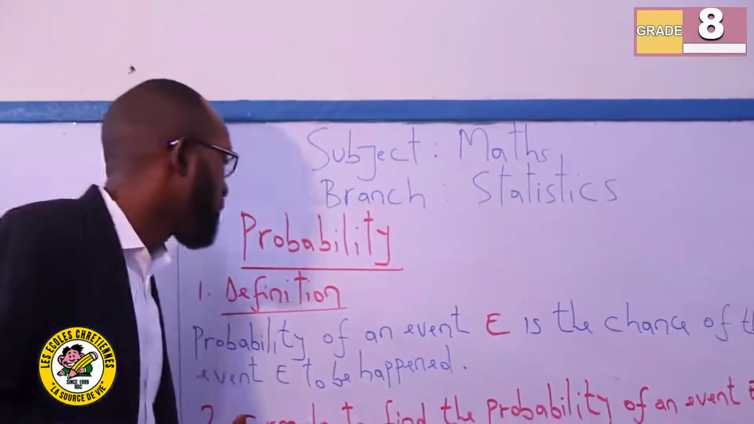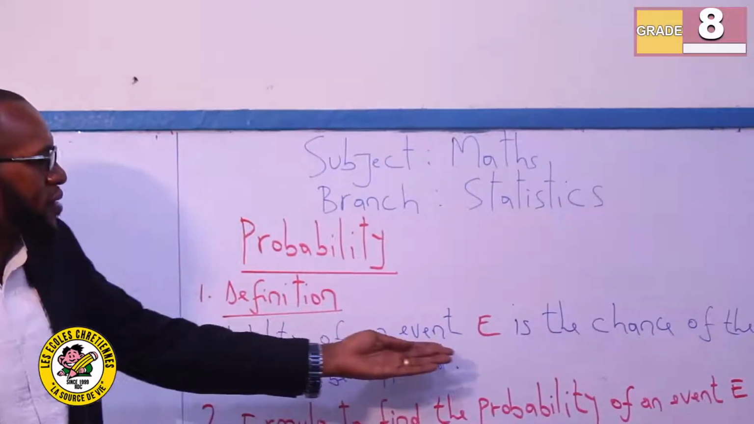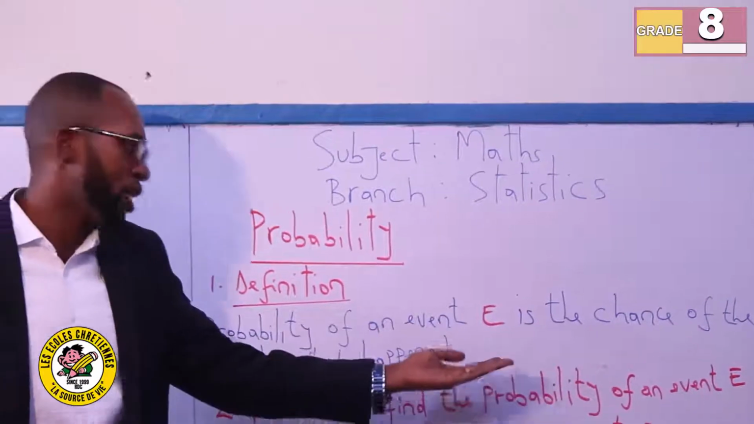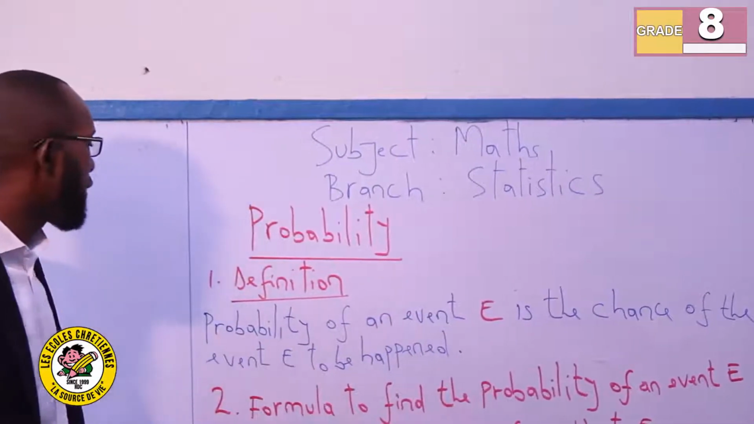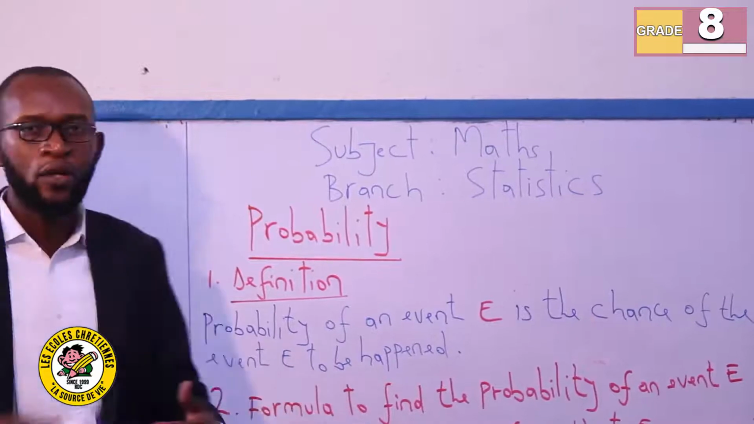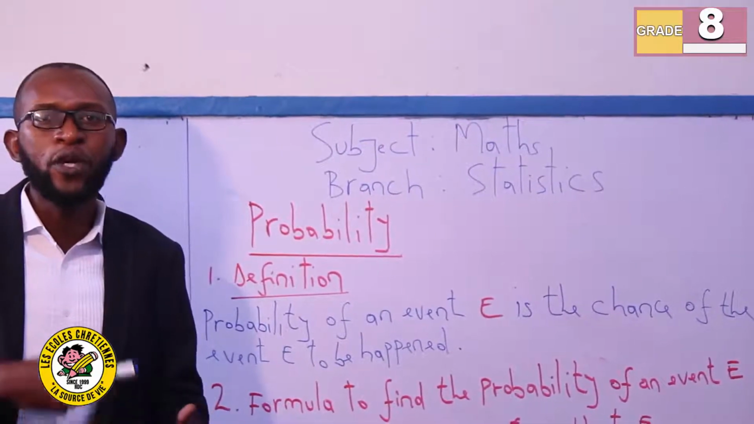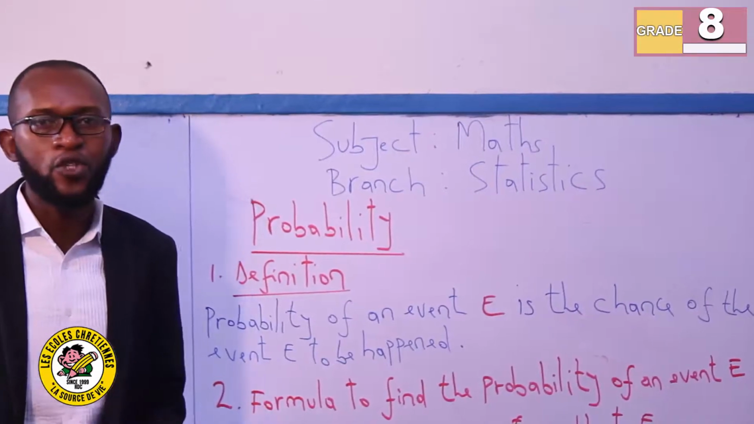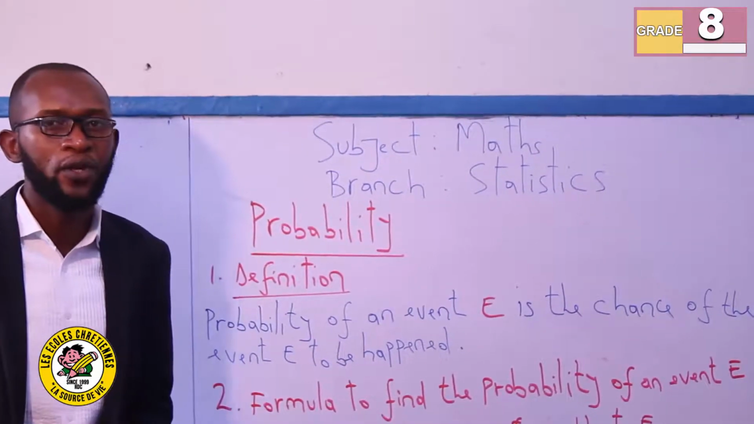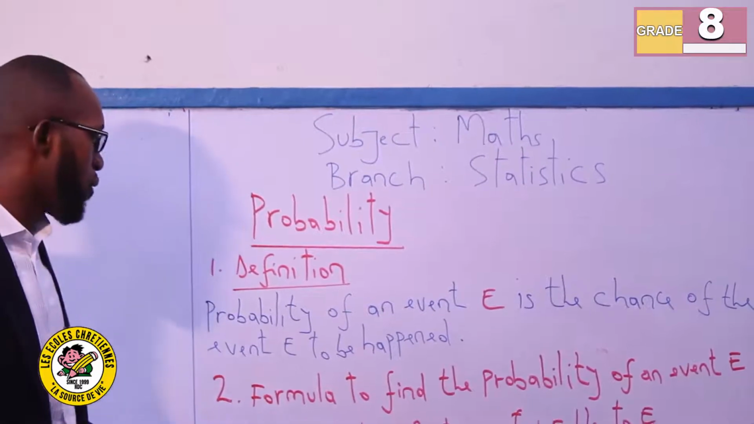Probability of an event, if you have an event that we can name E, is the chance of the event E to happen, or the chance to see the event E occur. So that's what we call probability. Do you understand? Very good.